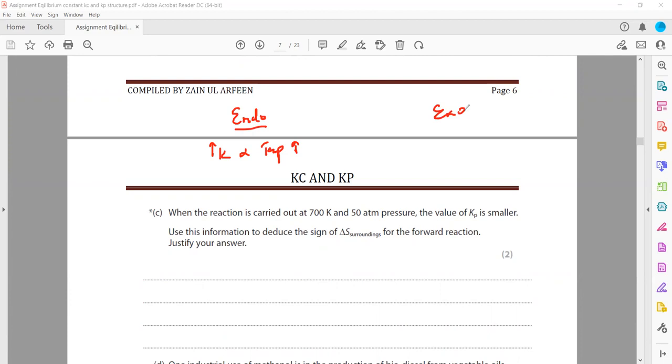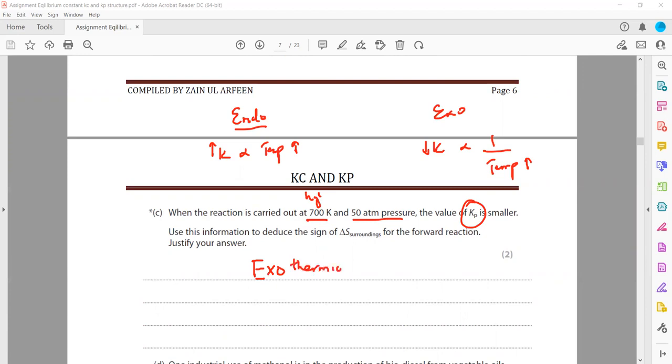But for exothermic reactions, what will happen? If the forward reaction is exothermic, when we increase the temperature, the value of Kc or Kp will decrease. So as you see, when the reaction is carried out at 700 Kelvin and 50 atm, the Kp is smaller. So if the temperature is high and the value of Kp is smaller, what does it give an idea of? This gives an idea that the forward reaction is exothermic.